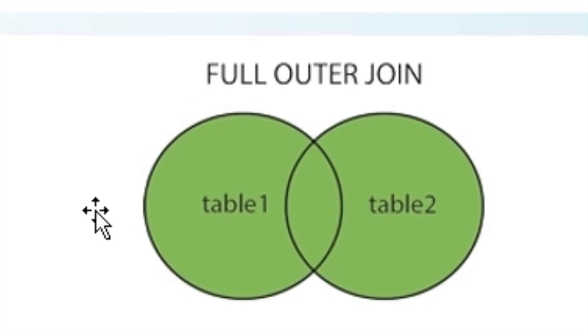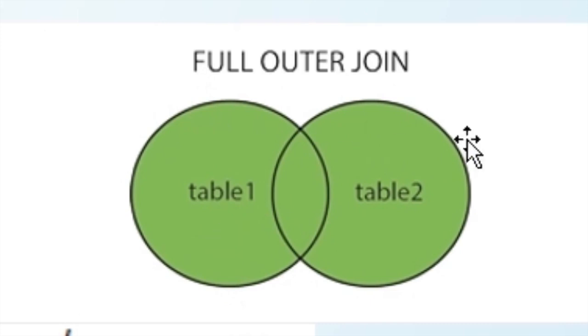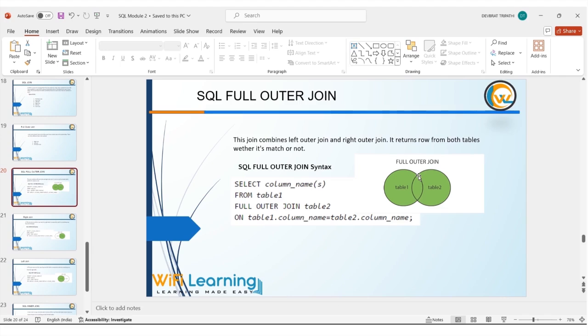When it comes to full outer join, it retrieves the data from both the tables and all the common values. For example, let's say we have table 1 and table 2. It will retrieve the data from table 1, it will retrieve the data from table 2, and it will also pull the data for common records from table 1 and table 2. By definition, the join combines left outer join and right outer join. It returns rows from both the tables whether they match or not. I hope that is clear. By this diagram you can understand full outer join, but let's discuss the syntax.